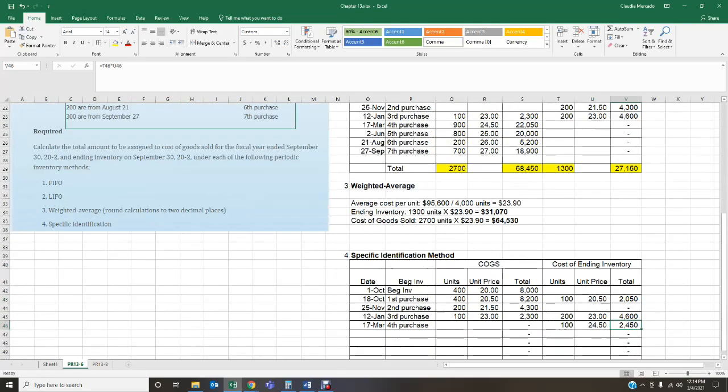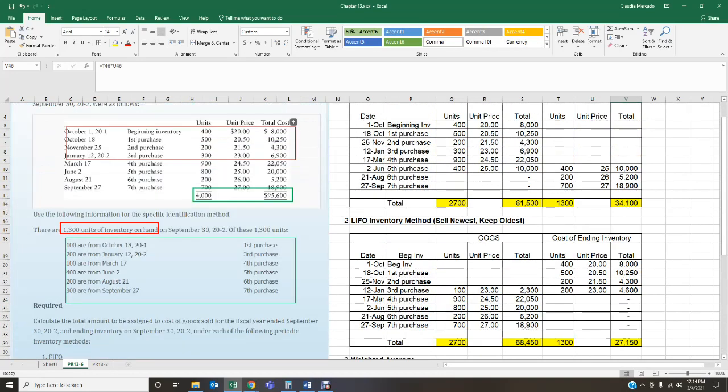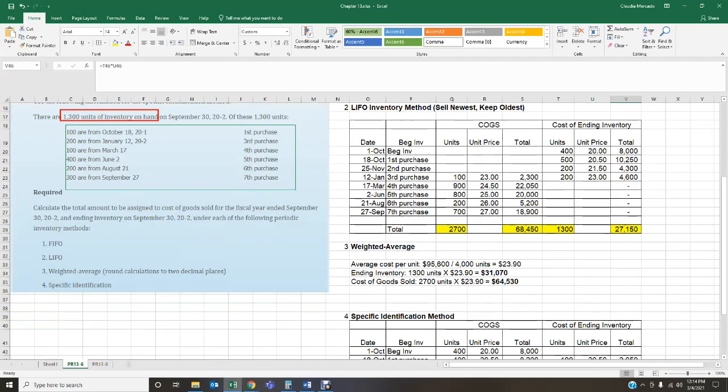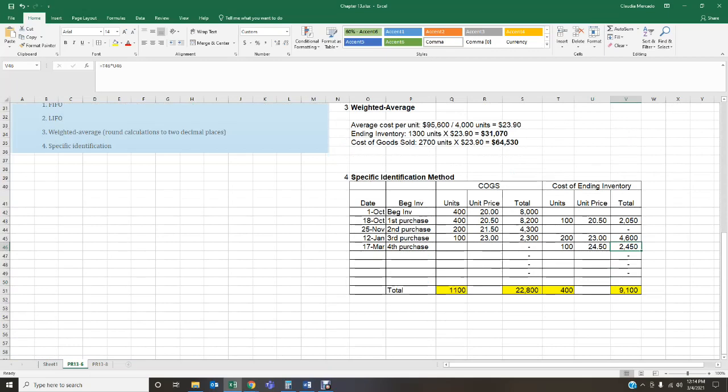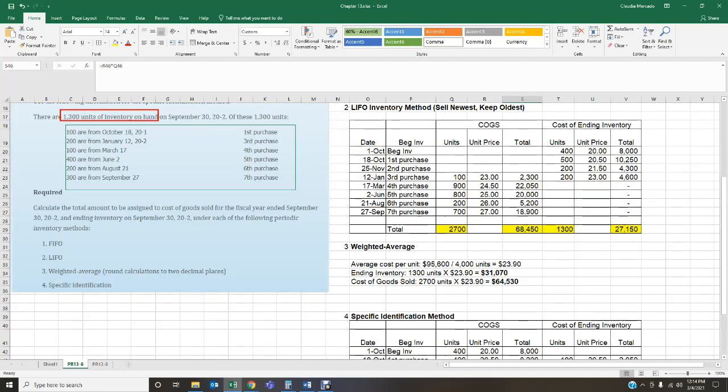Now, let's look at that fourth purchase. That fourth purchase had 900 units. We have 100 units on hand, which means we must have sold 800 units, which is the difference, at $24.50. So for that purchase of 900 units on March the 17th, 800 units were sold at $24.50 and 100 units were left on hand at $24.50. That happened on the fourth purchase.